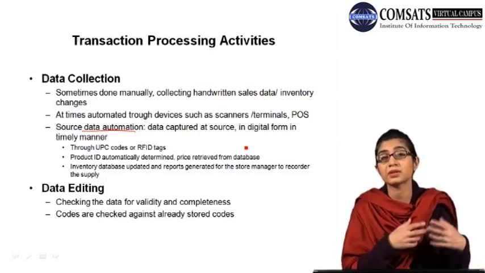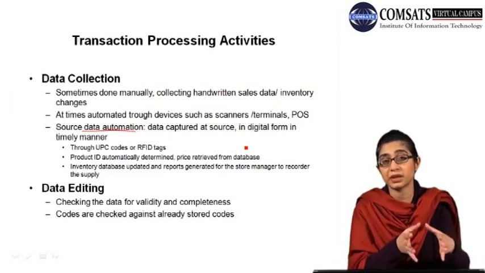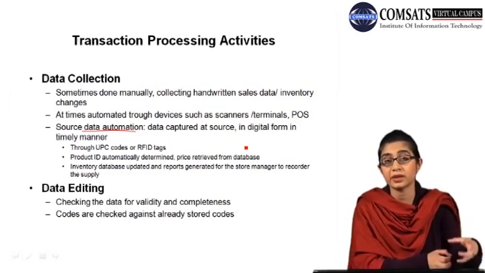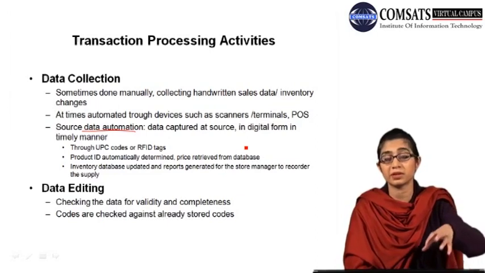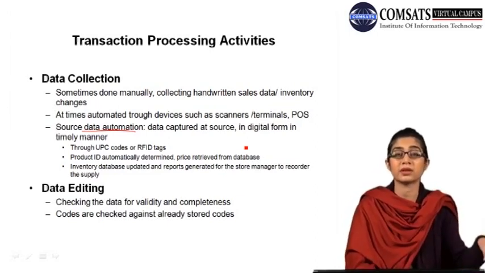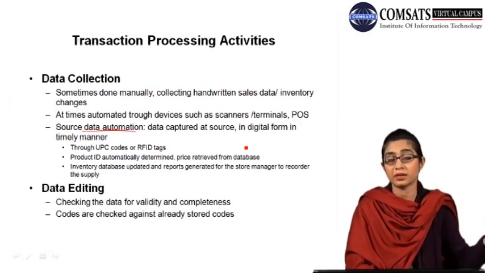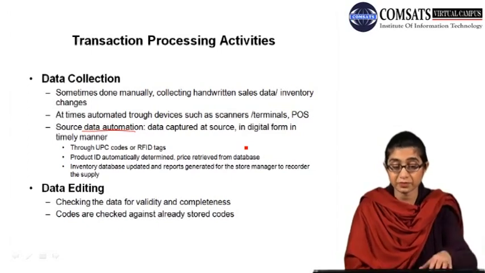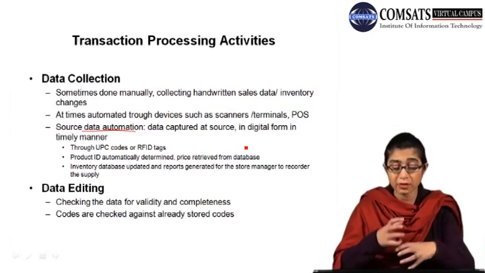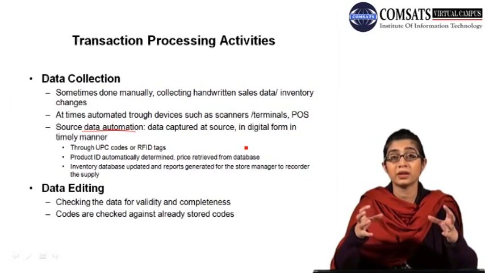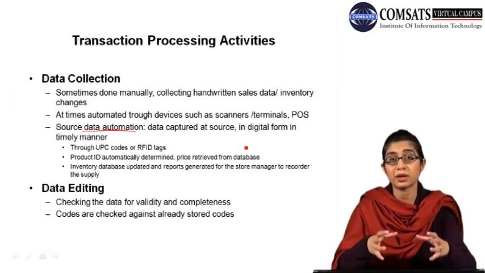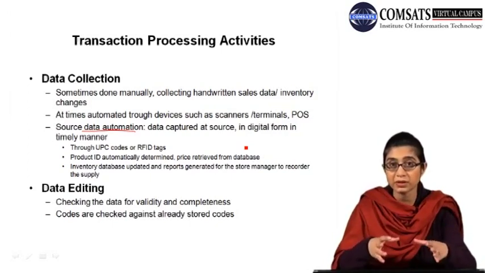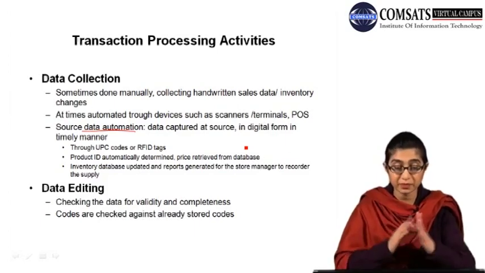So for example, reorder the supply. If the supply is going down at a certain level, then that store manager has to reorder the supply from another outlet or the warehouse. So again, this all automates the process of keeping the store up to date with all kinds of products and the shelves complete with the products.